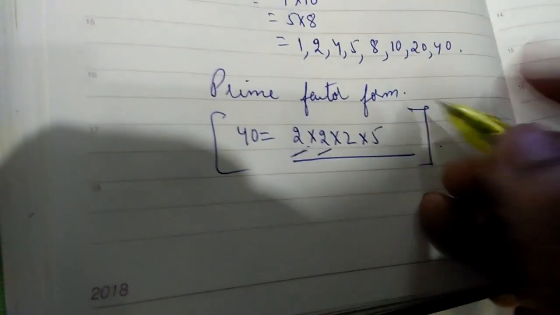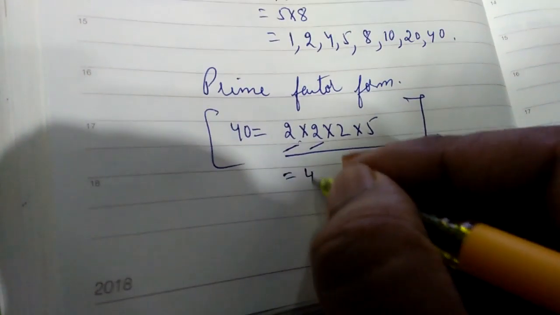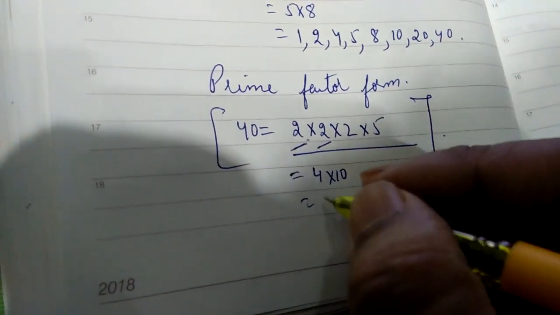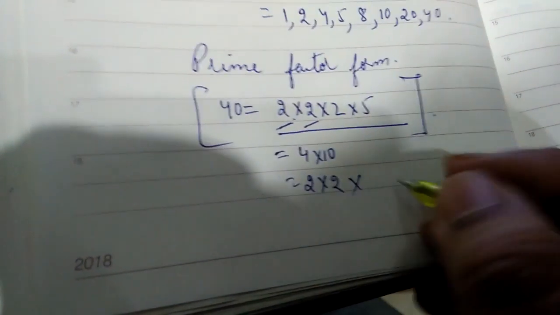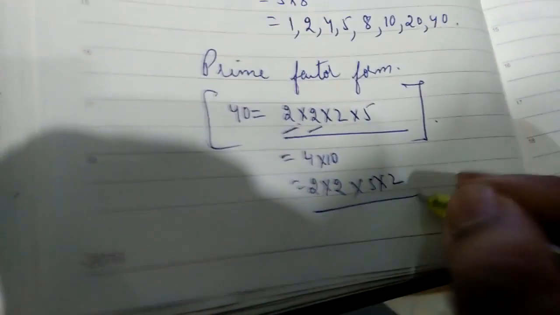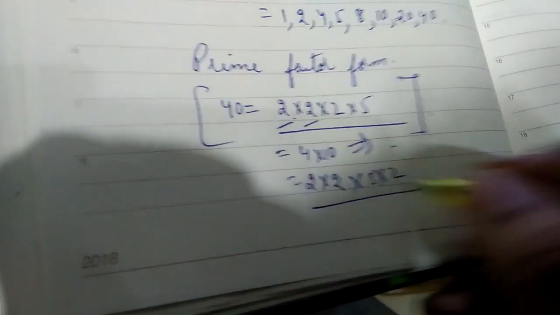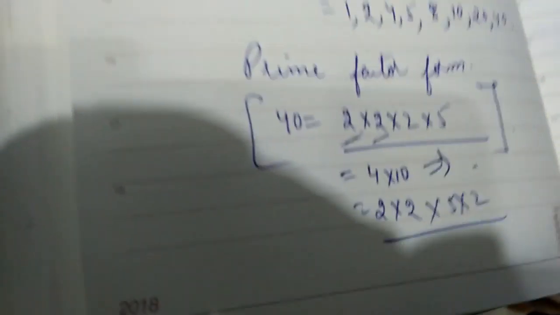So suppose we had written 4 into 10. So 4 can still be split into 2 into 2, and 10 can be split into 5 into 2. So 4 into 10 is not a prime factor form. 2 into 2 into 2 into 5 is a prime factor form. So this is simple.